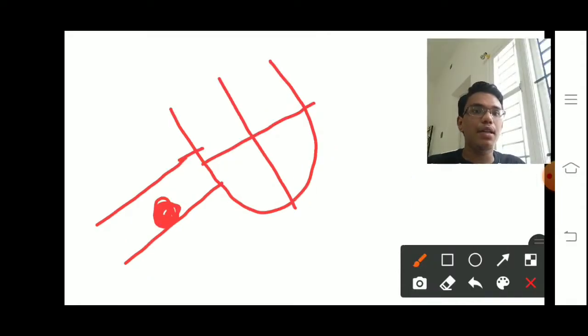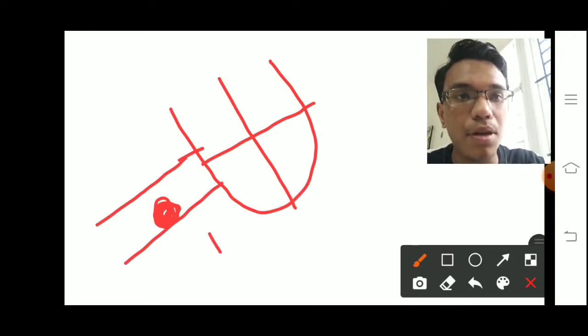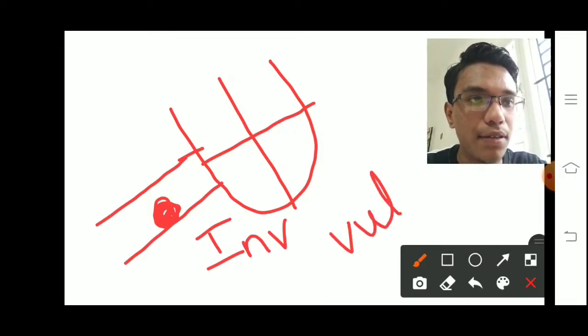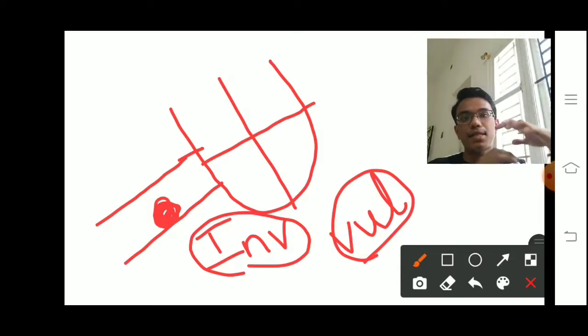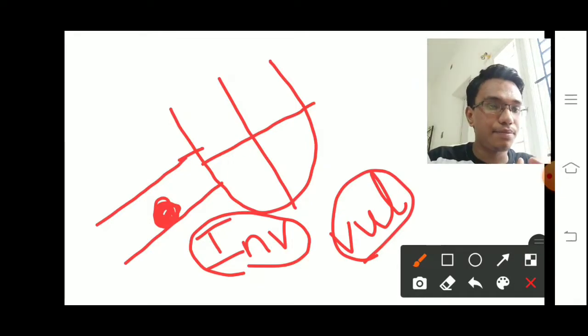Just remember here, there are two types of atherosclerotic plaques: one is the invulnerable plaque and the other one is the vulnerable plaque. Invulnerable plaques are the stable plaques, that means they have a thick fibrous cap which prevents them from getting ruptured. Whereas in the case of a vulnerable plaque, the fibrous cap will be very, very thin, so it can get ruptured easily.